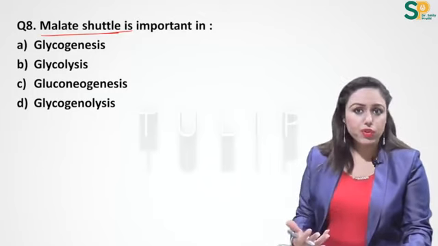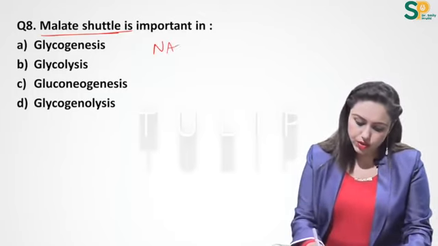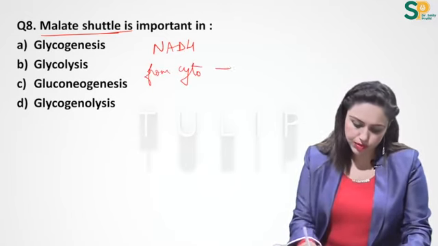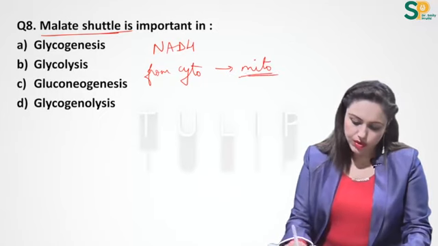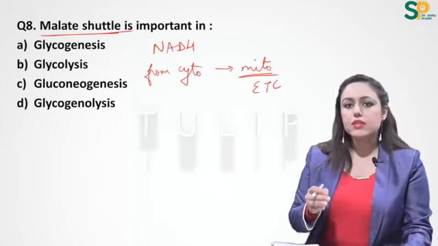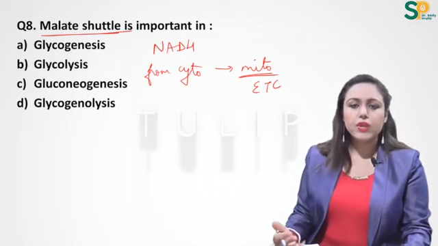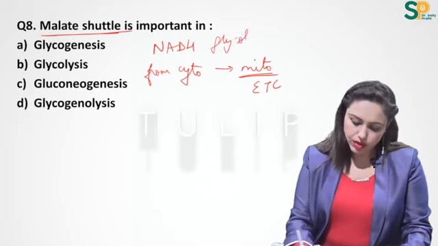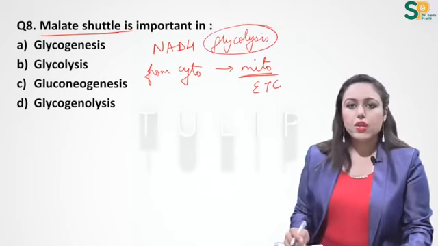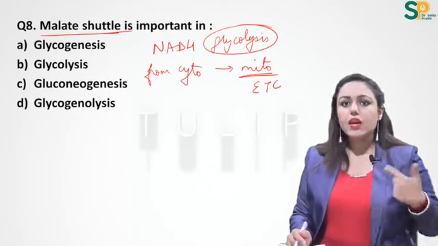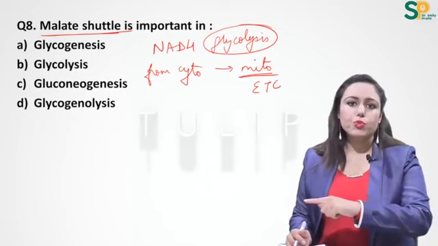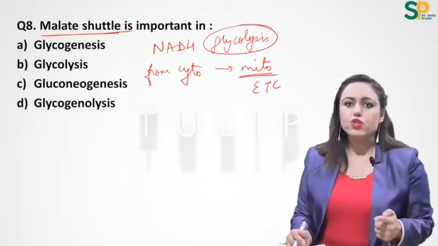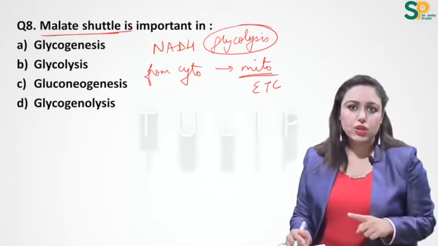Basically, what is the purpose of Malate shuttle? Malate shuttle is for the transport of NADH from cytoplasm to mitochondria, because in mitochondria ETC occurs and this NADH has to enter into ETC for giving ATPs, right? And pathways like glycolysis, which occur in cytoplasm, need their NADH from cytoplasm to be transported to mitochondria, right? Can I say any pathway which occurs in cytoplasm only requires a shuttle?